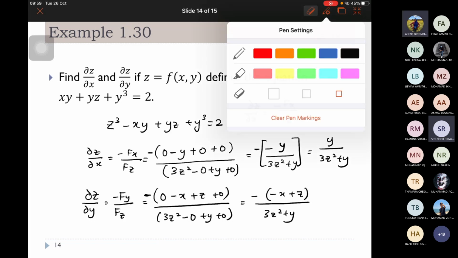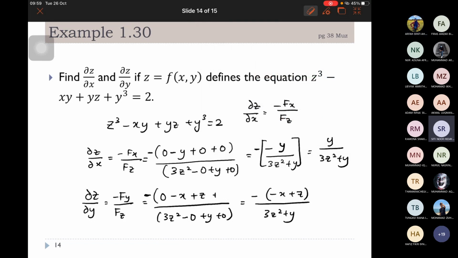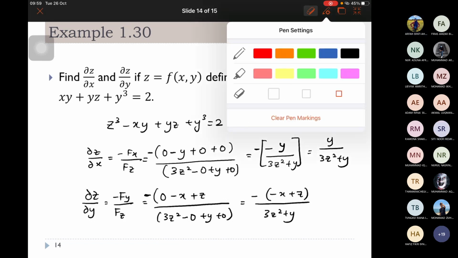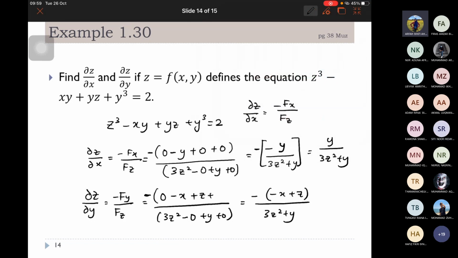Oh, this one has another y term, plus 3y squared. So from here we get its answer: x minus z minus 3y squared over 3z squared plus y. So we get delta z over delta y.